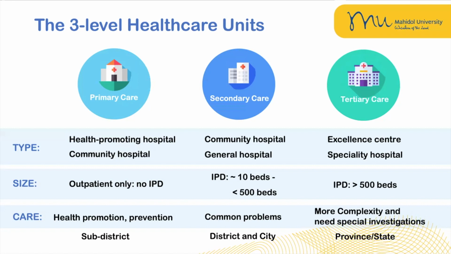As a tertiary care, it provides excellent center and specialty hospital, which contain more beds than secondary care and more subspecialty professions, such as cardiologists, cancer, or neurosurgery, and geriatric. They are providing more complex care and treatment and some special investigation. Most tertiary care is provided for each province and state.